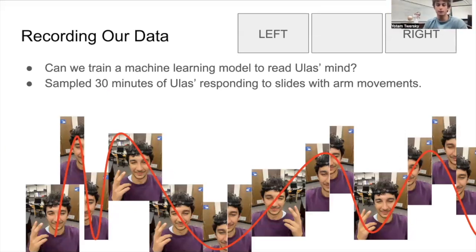To answer the question of whether we can train a machine learning model to predict hand movements simply based off of brain waves, due to its relevance to building a BCI, or brain-computer interface, we had to record a large amount of brain activation data for hand movements. We used an Emotiv EEG device to record Ulash's brain response to roughly 30 minutes of arm movements as directed by slides. We recorded the exchange of these slides so that we could sync up the labels with the EEG data later on.